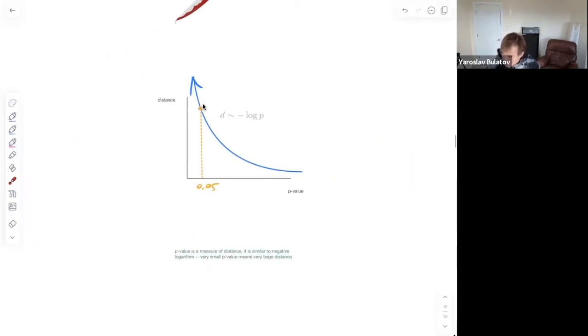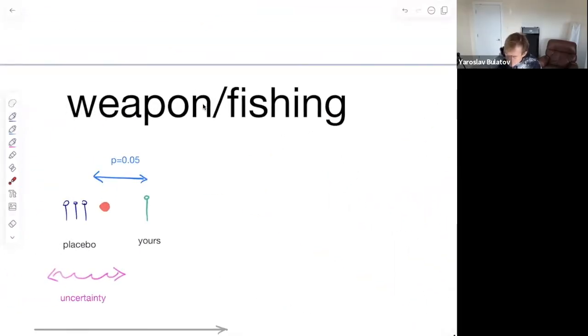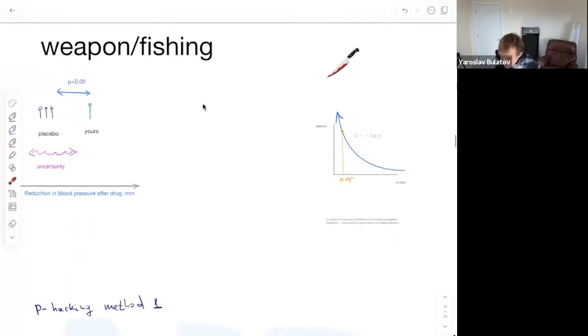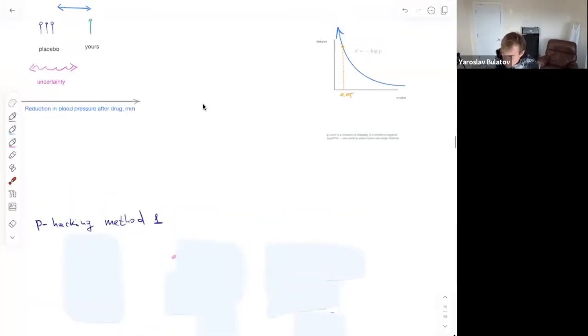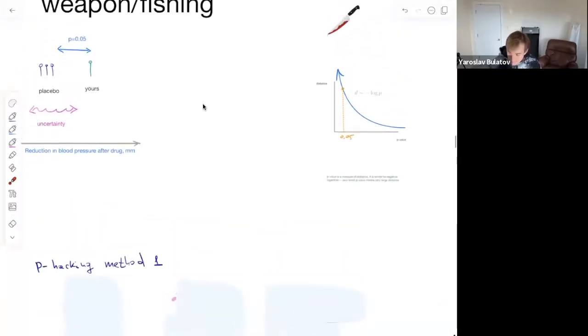The p-value is sort of like the negative log of the distance. So if you want this distance to be very high, you want the p-value to be very low. Essentially a p-value of 0.05 just means that you need to put a decent distance between your random measurements and what you're actually proposing. So suppose you're doing something and then your method's p-value is actually not small enough.